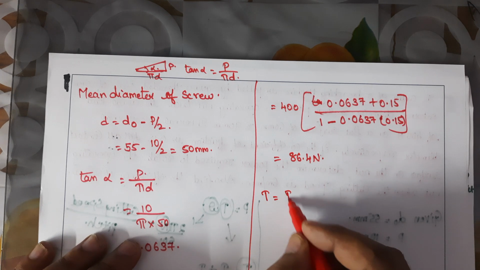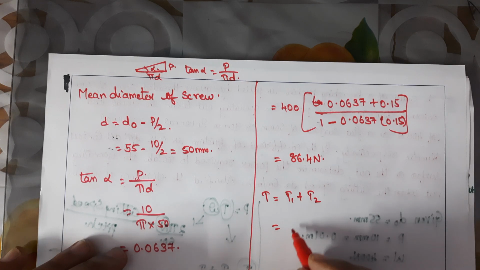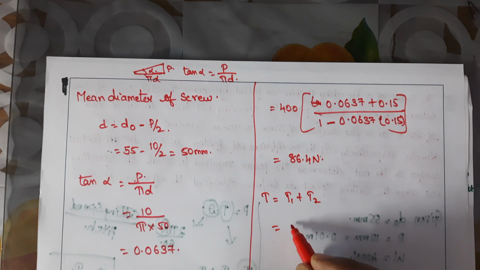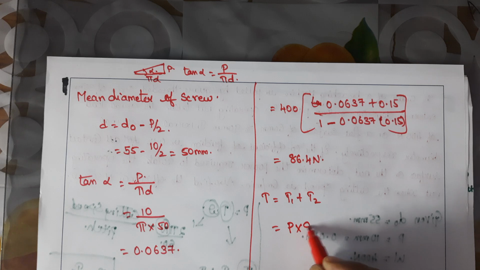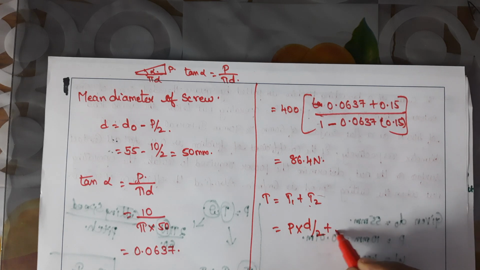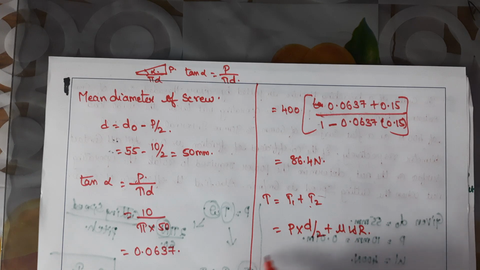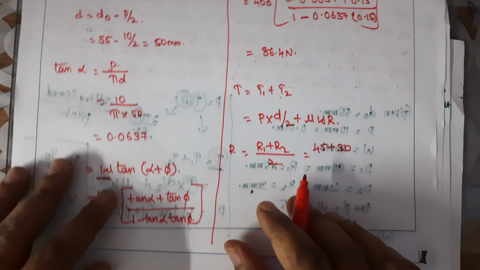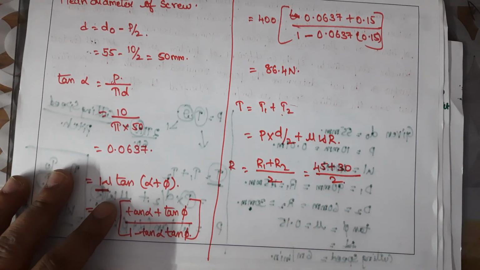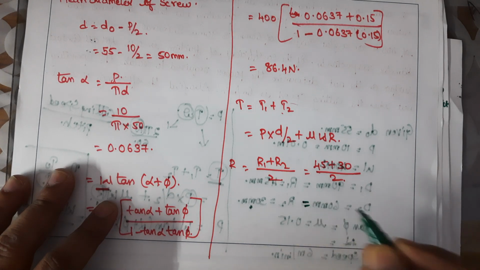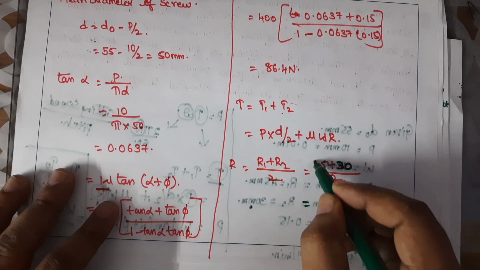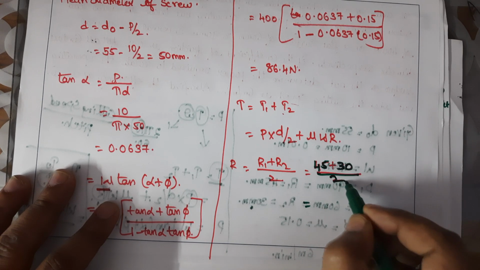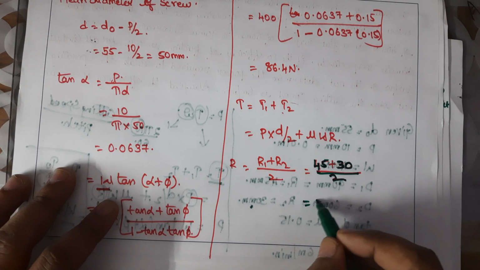Later we have to go for calculation of total torque. So the total torque is equal to T1 plus T2. T1 is nothing but P into D by 2, and T2 is nothing but mu into W into R. Here R is equal to R1 plus R2 by 2, so R is 45 plus 30 by 2. We will be getting an answer of 37.5.